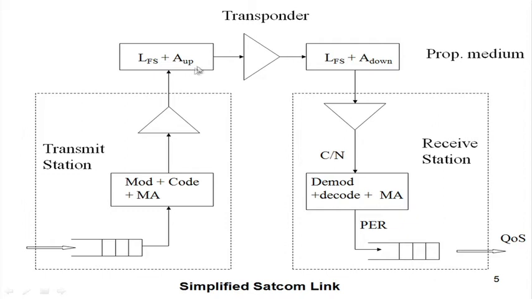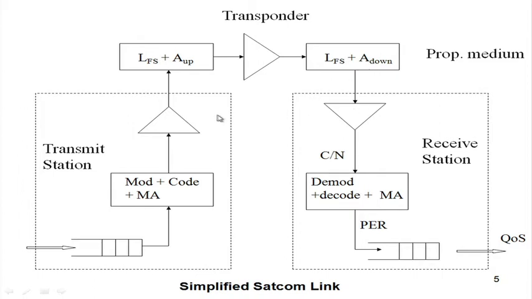There is some uplink attenuation, and in the transponder the signal is amplified, frequency translated, and on the downlink from the transponder to the receive station, it comes through again downlink free space loss and downlink attenuation. Since the frequencies are different, even if the transmit and receive stations are co-located or nearby, the downlink attenuation will be different because the frequency is different.